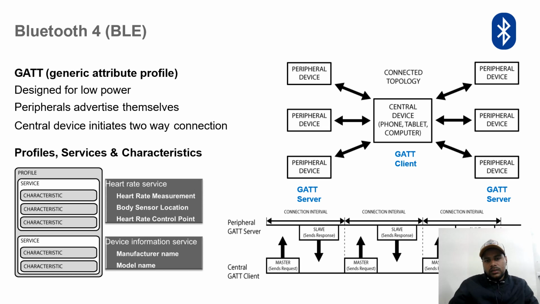This is the diagram for the GATT client and the connected topology used for Bluetooth. It has peripheral devices all around, and a central device, phone, tablet, or computer, is a GATT client, and all the others are GATT servers. So this is a diagram of how the Bluetooth services work.